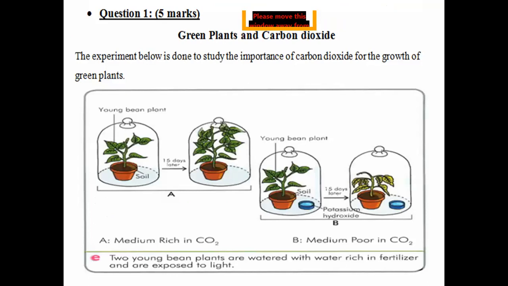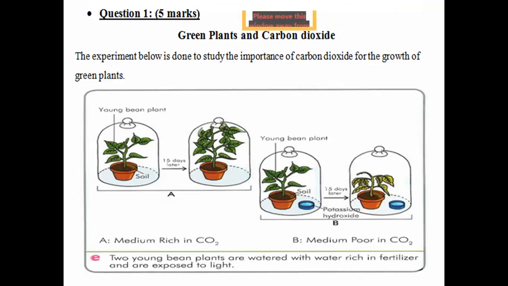After placing plant A in a medium rich in carbon dioxide, 15 days later, it grows normally. After placing plant B in medium B, which is poor in carbon dioxide, the plant withers and dies. This is the analysis. Indication.